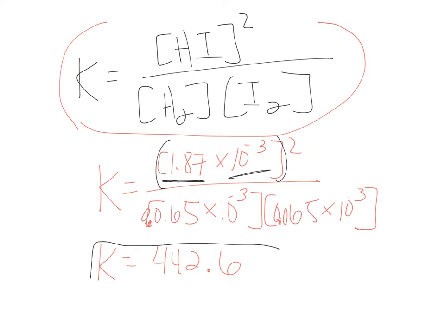And what you should find is that K equals 442.6. A very big K. That's why there were so many products, and the reactants had a tiny concentration at equilibrium. These are the steps you're going to take to find K, or find initial concentrations. So we're going to do another type of problem now.